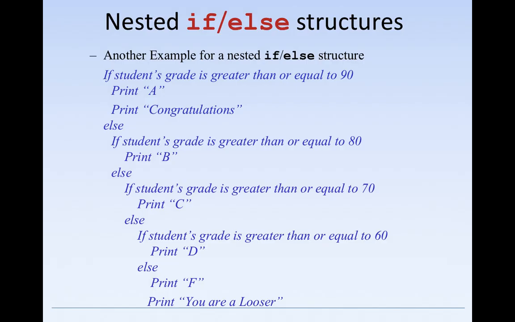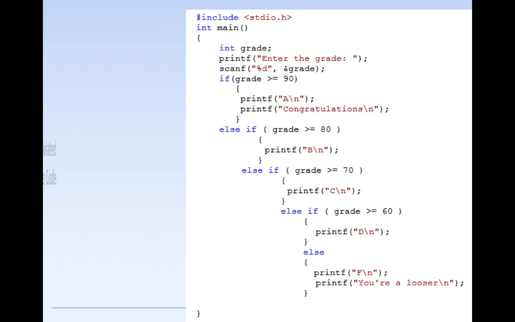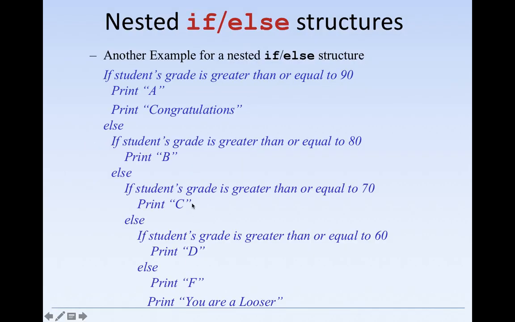Okay. This is another example of a nested if structure. So if the student's grade, this is the pseudocode, of course, is greater than or equal to 90, then print A, print congratulations. Else, if it's not greater than or equal to 90, what's else? Again, else is the opposite of greater than or equal, which means it's strictly less than 90.